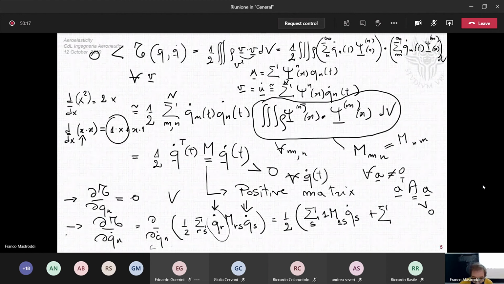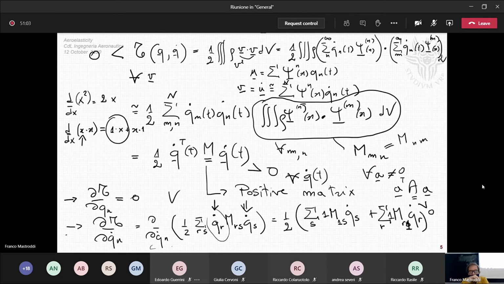Now I have to derive with respect to this other factor. And here I have r. Now I have to sum with respect to this other position, and therefore I am running over r. And we have M_rn, and we have 1, and we have Q dot r.